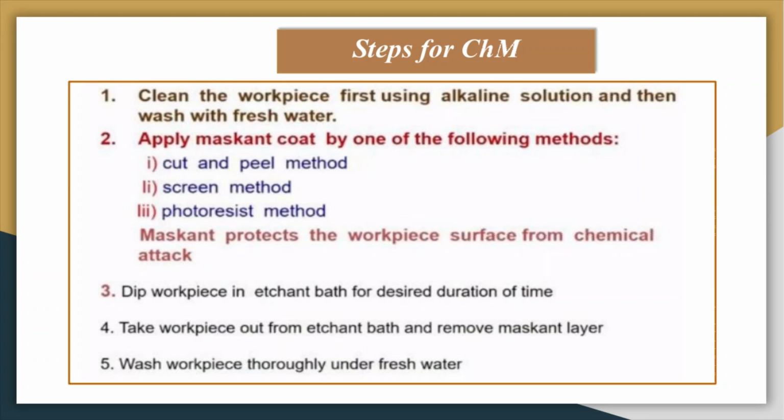Then the third step is we have to dip the workpiece in the etchant bath and let it be there for the desired duration of time. Then we have to take out the workpiece from the etchant bath, remove the maskant layer if any, and at last wash the workpiece thoroughly under fresh water. Then we will get the finished product. These are the standard steps for chemical machining.